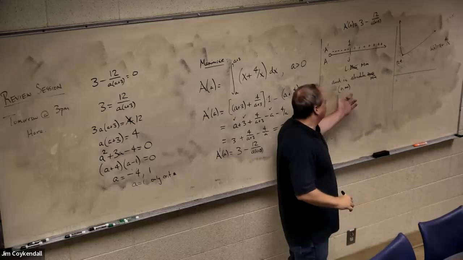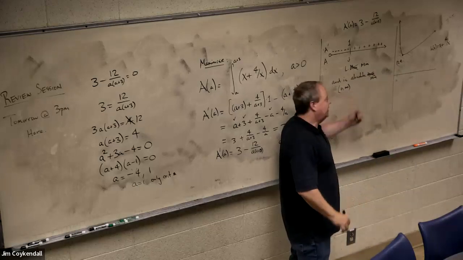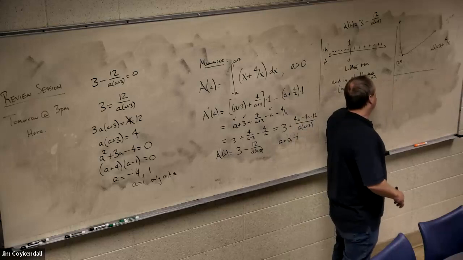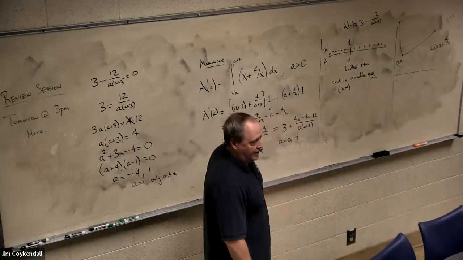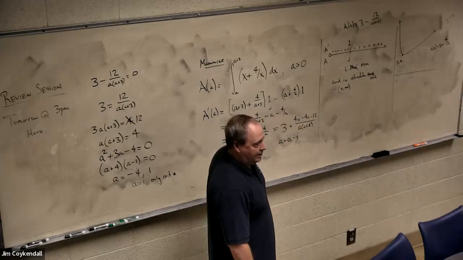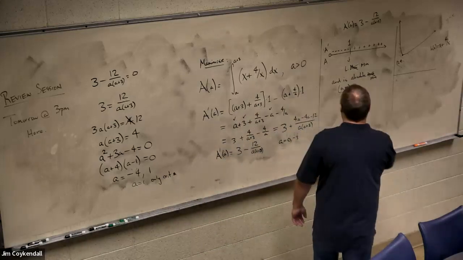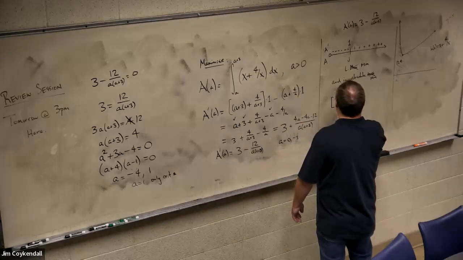And it's an absolute min when you only consider 0 to infinity. Right? Over here it gets smaller, but that's outside. So the actual interval is 1 to 4.